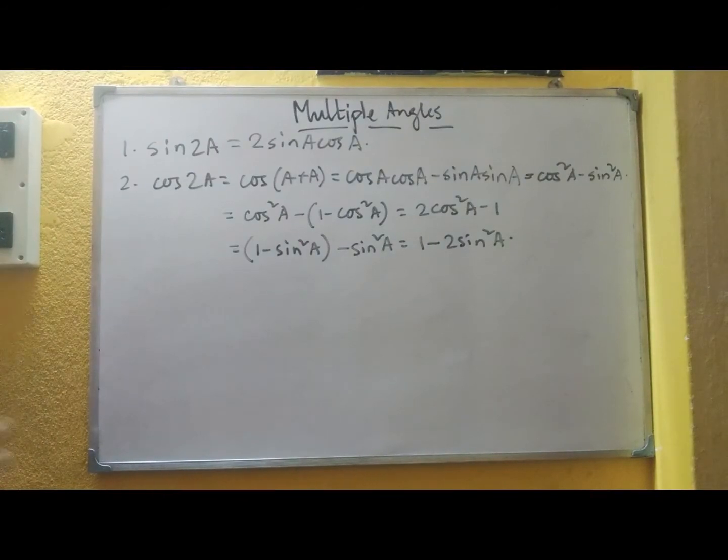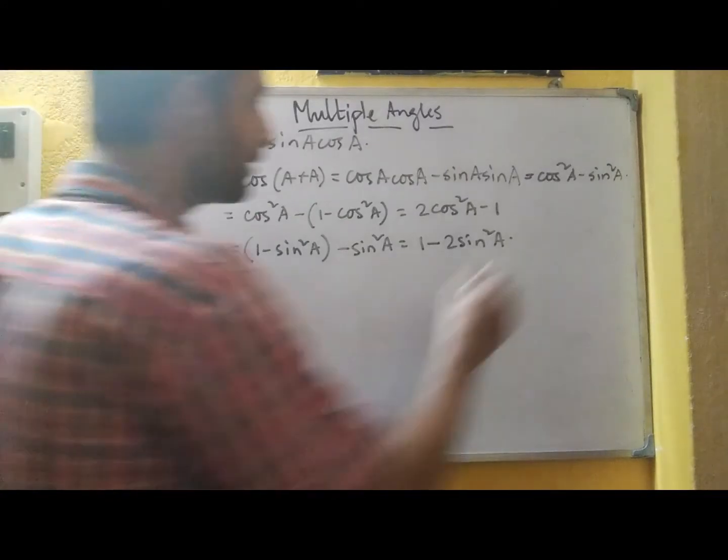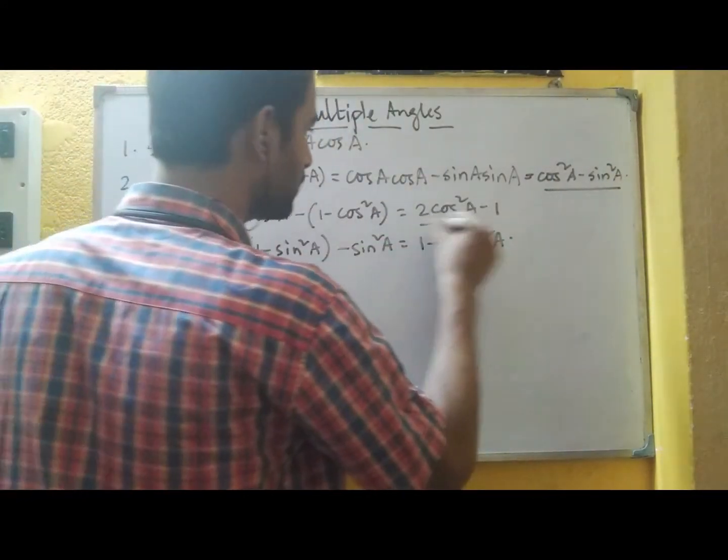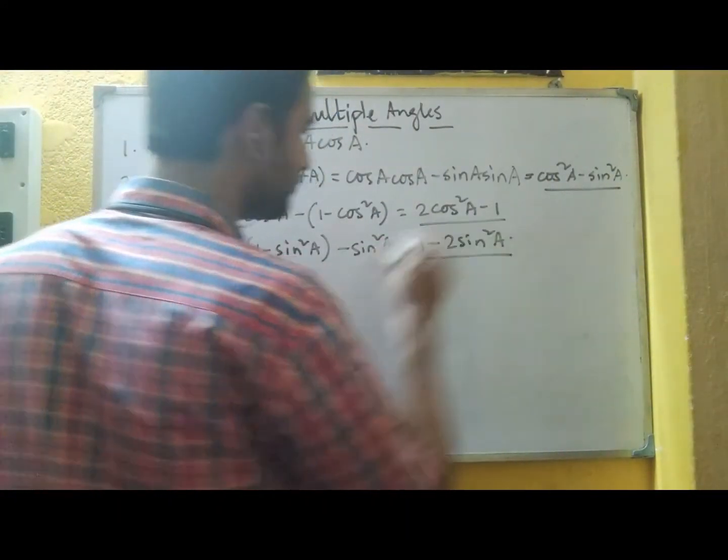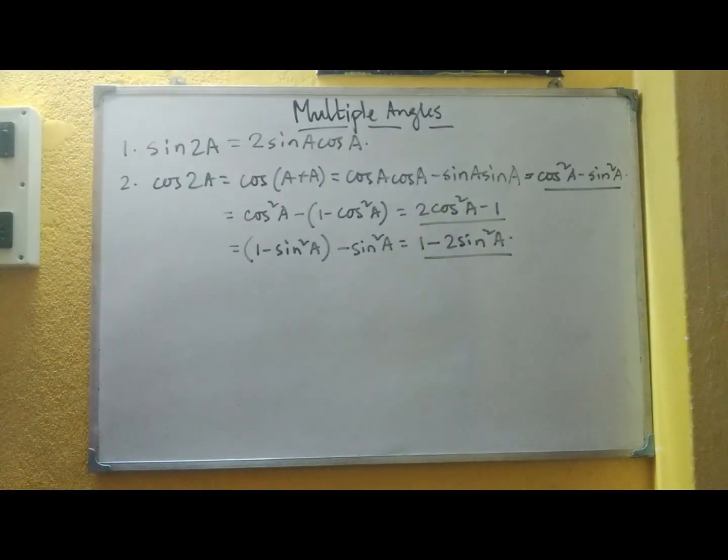So basically for cos we have three formulas. The first one is cos square A minus sine square A. The second one is 2 cos square A minus 1. And the third one is 1 minus 2 sine square A. Okay. So let us write the formulas at one place.